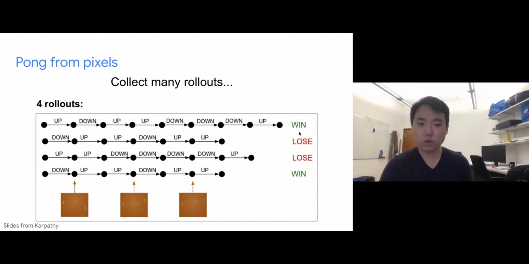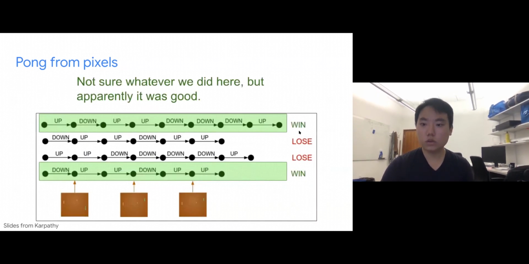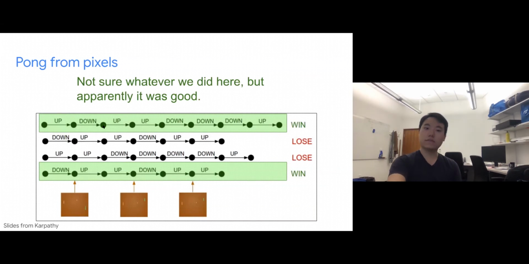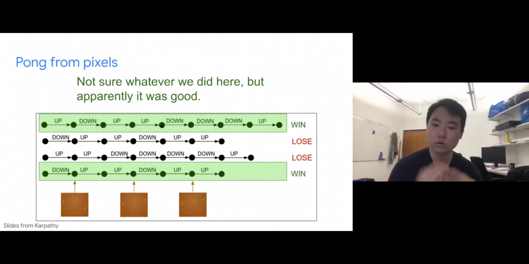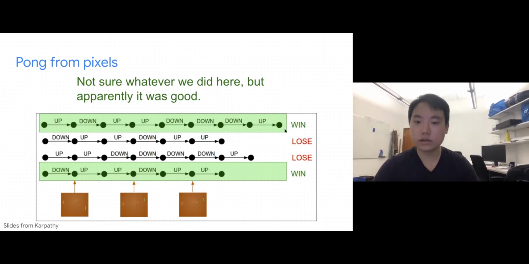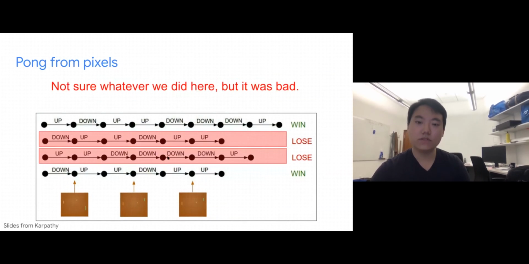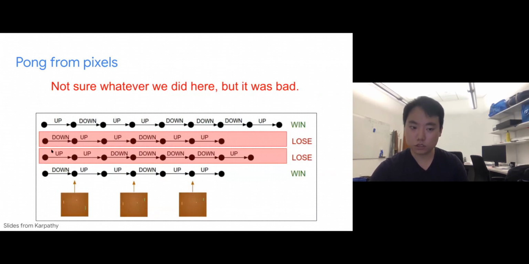So using these rollouts, what can I do? In this sequence of actions, we don't exactly know what we did well, but we know that apparently it was something good because we got a positive reward. And likewise for this one. On the other hand, for this sequence of actions that we've been taking given our policy from the initial start states, we don't know what we did, but we know that it was bad because we lost.